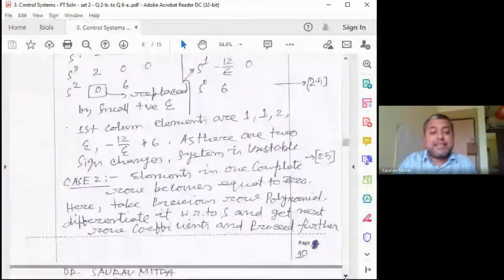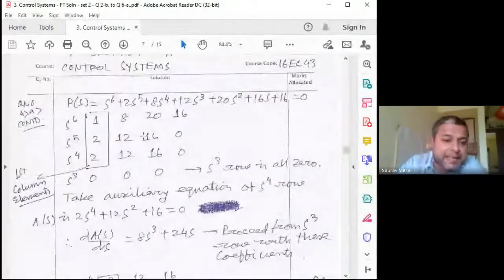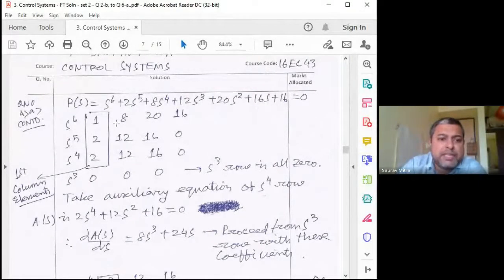What is the second case? This numerical also you have to remember. Here it is 1, 8, 20 and 16. This is the first row. Second row is 2, 12 and 16. If you are solving, one whole row becomes 0 elements. So the problem is that one whole row becomes 0. Then how to proceed? I'm not going to explain it now because it's already time.